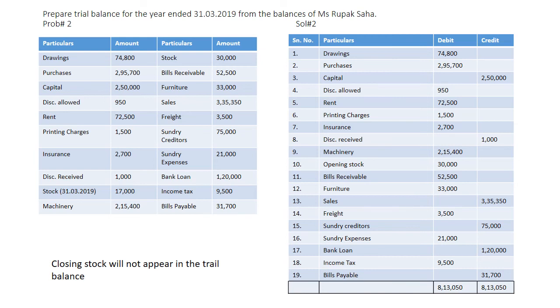Now closing stock. There are two stocks in this problem. The first one is stock 30,000, that is opening stock, and another stock is given over here. It is written 31st March 2019, which means it is a closing stock. Now closing stock will not appear in the trial balance. The total of the debit and the credit side is 8,13,050. The amounts in the debit side and the credit side are tallying.